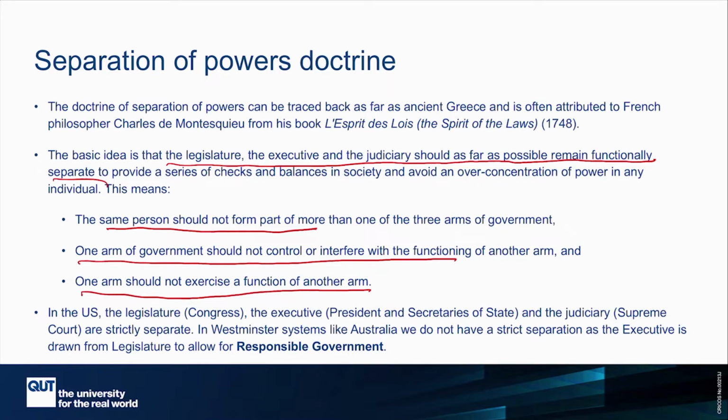We see a stricter separation of powers in the US, where we clearly have the executive being elected through an entirely different process to the legislature and then appointing who they want to run their departments. But in a Westminster system like Australia, we operate under the doctrine of responsible government, which means we do not have a strict separation between the executive and the legislature.